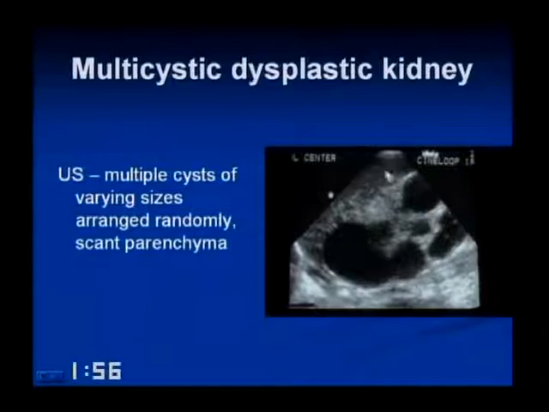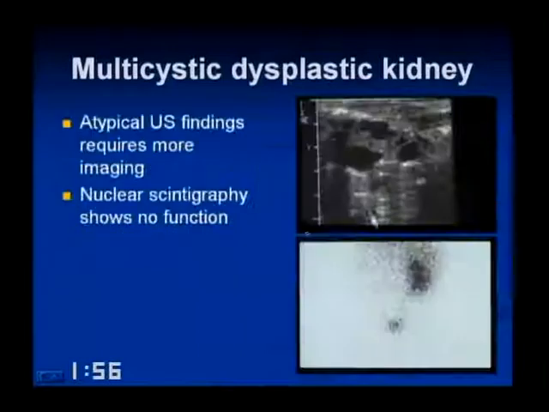Notice, though, that this isn't completely a cystic mass. There are also areas of hyperechoic parenchyma associated with it. Now, if you think it's a multicystic dysplastic kidney, or if you're not sure, you need to do some other imaging studies.